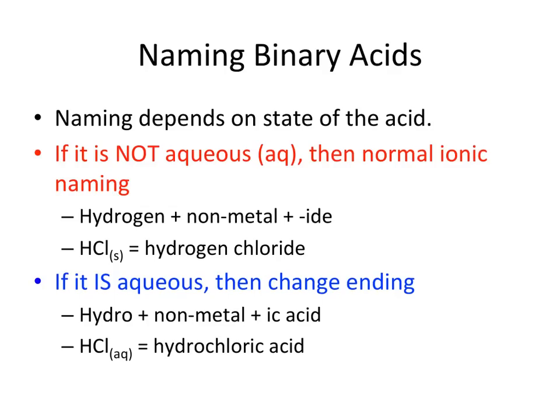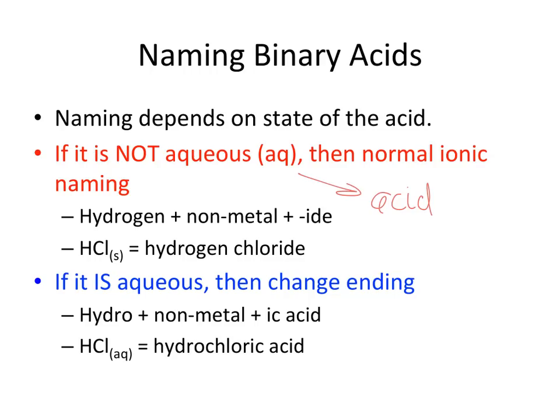Now, in terms of a binary acid, it all depends on the state. If they're in an aqueous format, that means they've been dissolved in water and they exist as an acid. So if you have this aqueous state, you're going to be naming it as an acid. If it's a solid state or a gas state or something like that, then we just name it as it is, as an ionic compound.